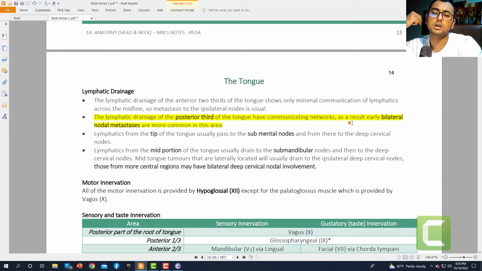So posterior third of the tongue drains to bilateral nodes, the most common area for bilateral nodal metastasis, and the tip of the tongue usually passes to submental nodes. So any lesion from the tip goes to the submental region, and the mid portion of the tongue usually drains to submandibular nodes, and the posterior part to the deep cervical nodes.